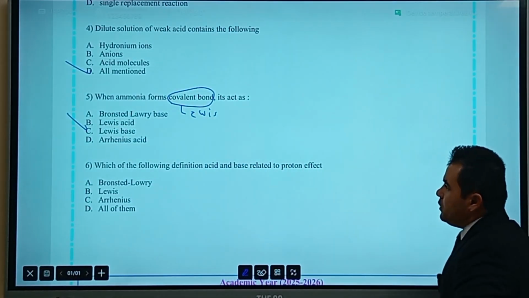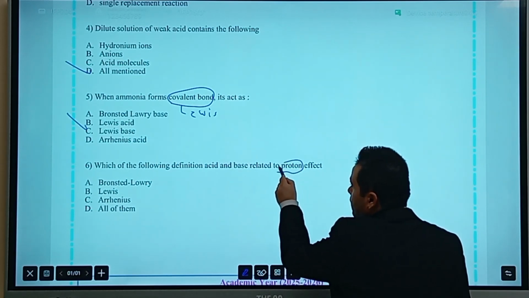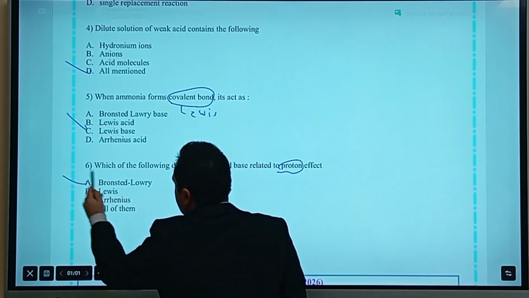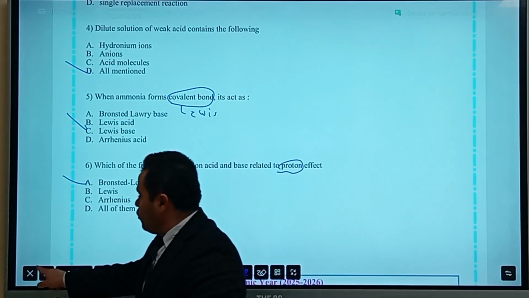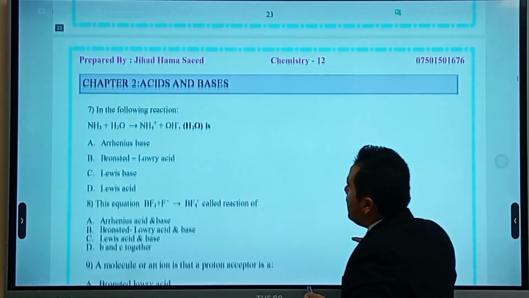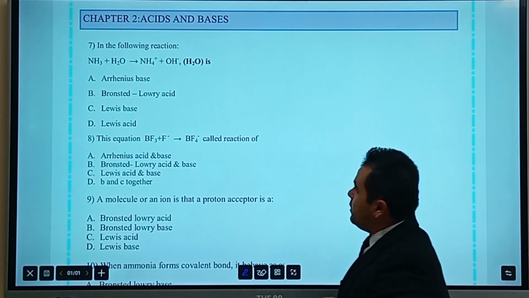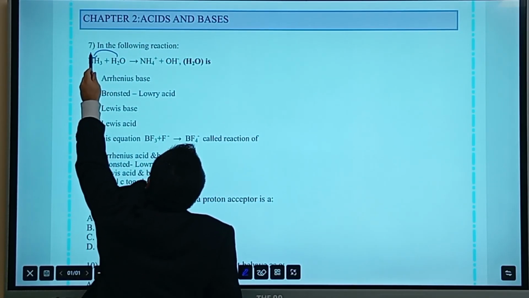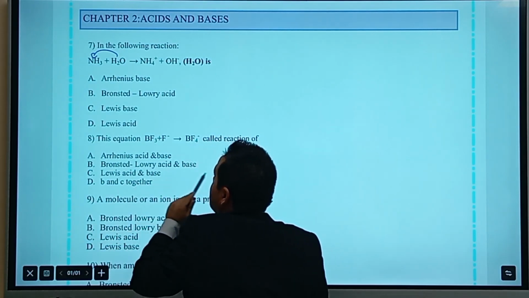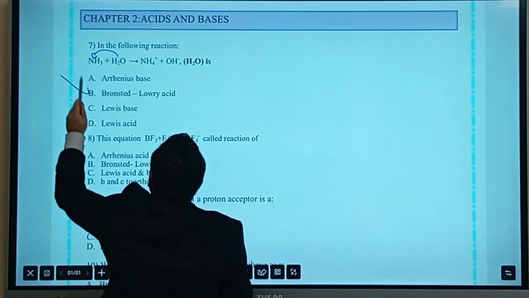Which of the following definitions of acids and bases is related to the proton effect? Of course, Bronsted-Lowry relates to the proton effect. More questions. In the following reaction, H2O acts as what? Guys, H2O here donates a proton. When it donates a proton, it acts as the Bronsted-Lowry acid.